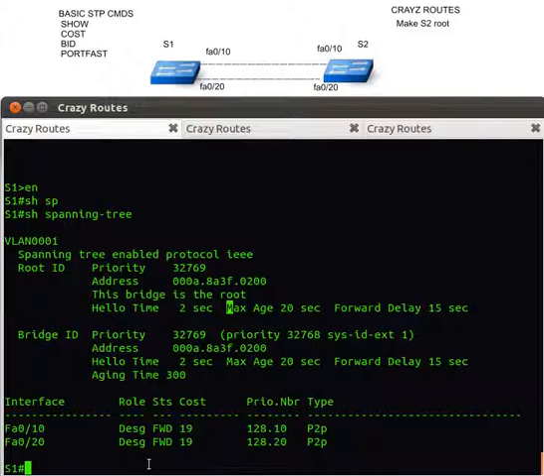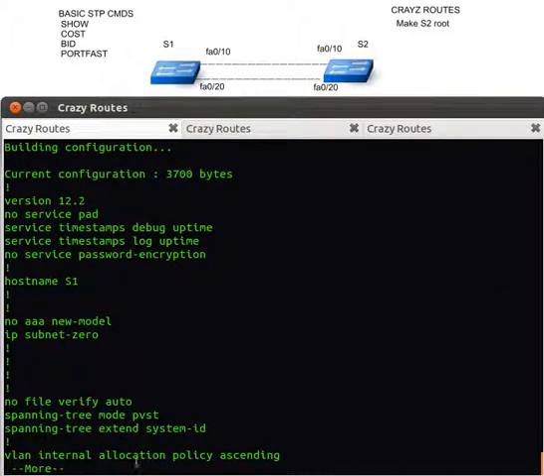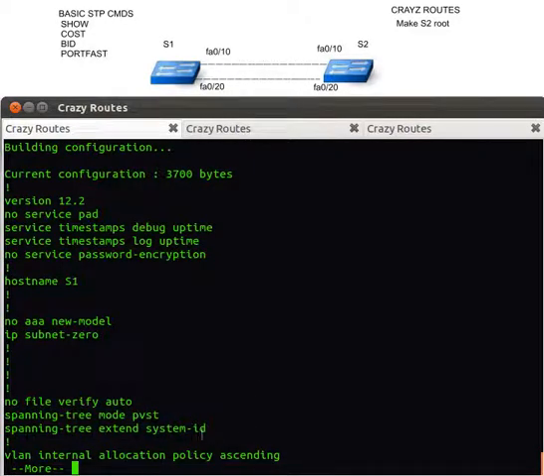Okay. Let's do the show run command. As we see, the spanning tree mode is per VLAN spanning tree.